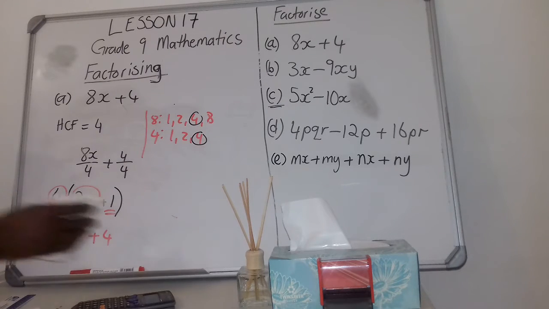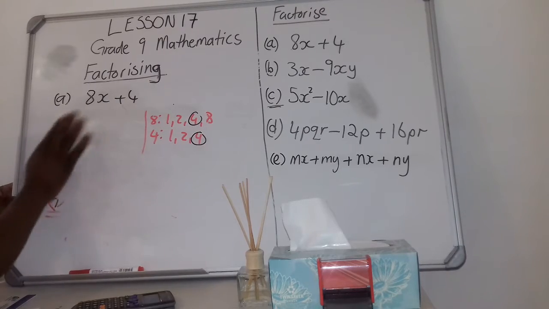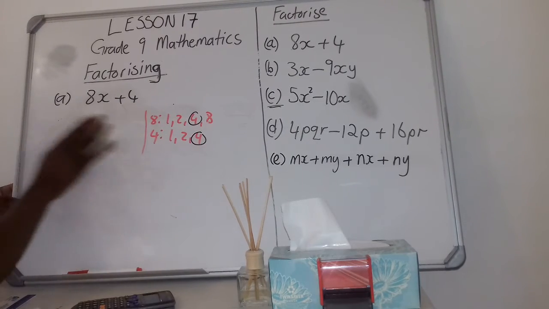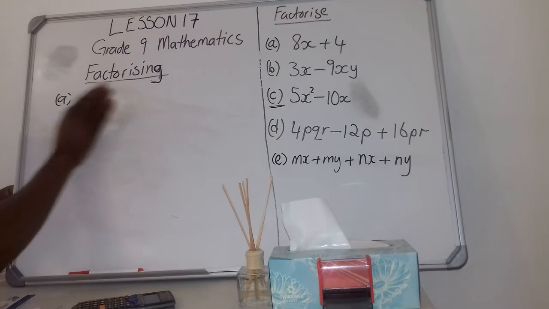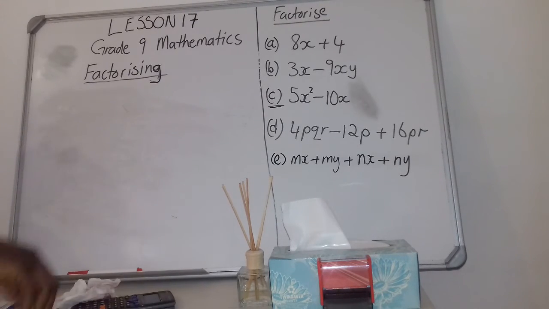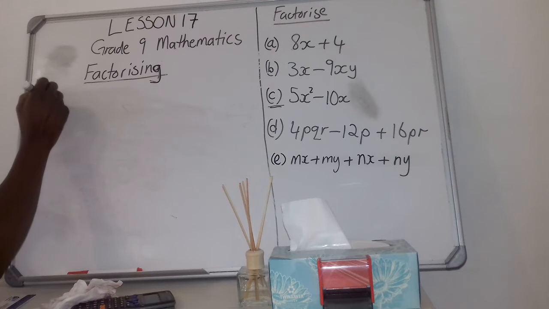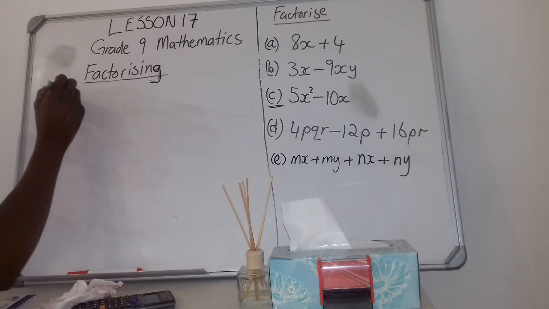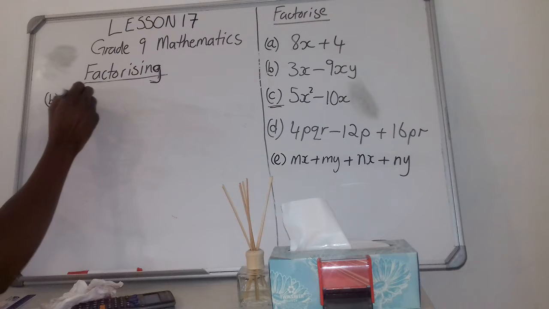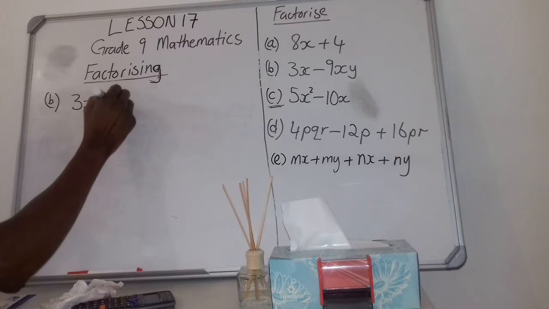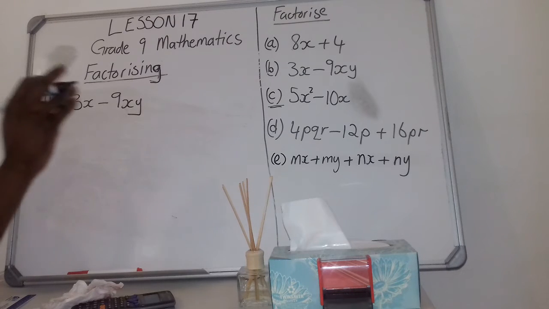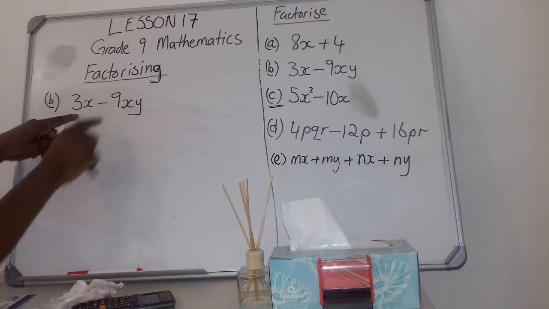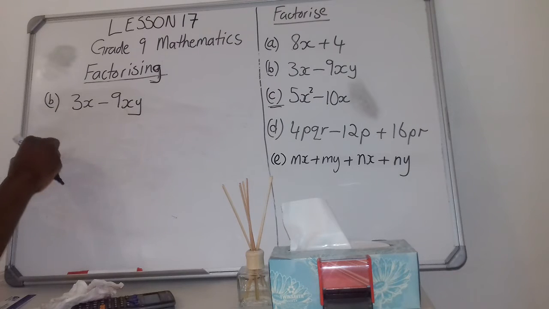Alright, let's go to part B. For part B, we have 3x minus 9xy. We want to factorize that. So we should identify the highest common factor, which is 3. 3 goes in itself once, 3 goes in 9 three times.